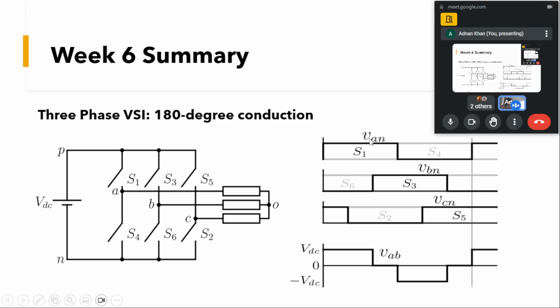This is not a phase voltage, this is the pole voltage, VAN. And you can see the VAB line voltage we can calculate will be equal to VAN minus VBN. When we subtract, you can see that for each 60-degree interval, three switches are turned on. Here S1 is turned on, and S6 is turned on, and S5 is turned on, in this way.